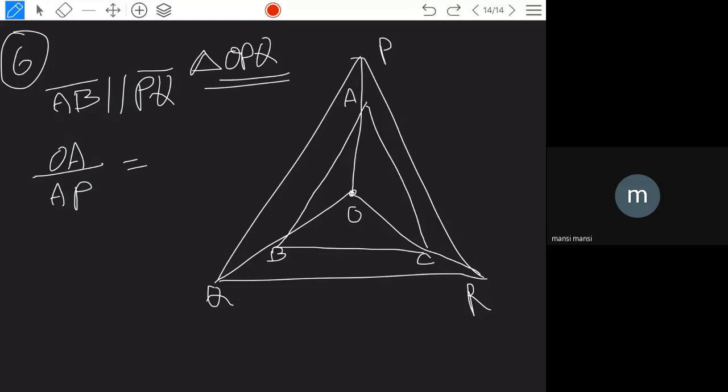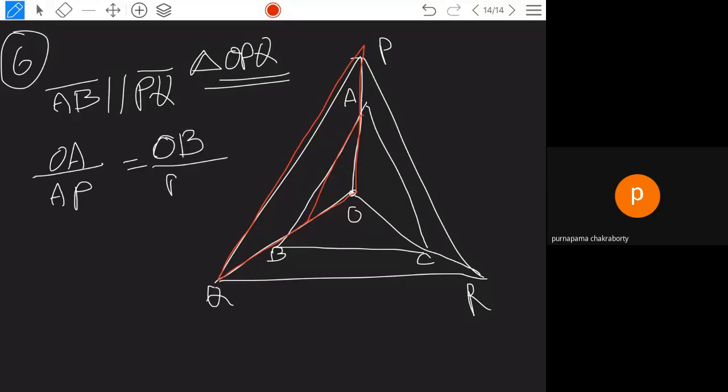In that triangle, see here, in this triangle, this is parallel to this one. So we are going to get OA by AP is equal to OB by BQ. Am I right? Can you hear me? Hello? Yes, sir. OB by BQ.